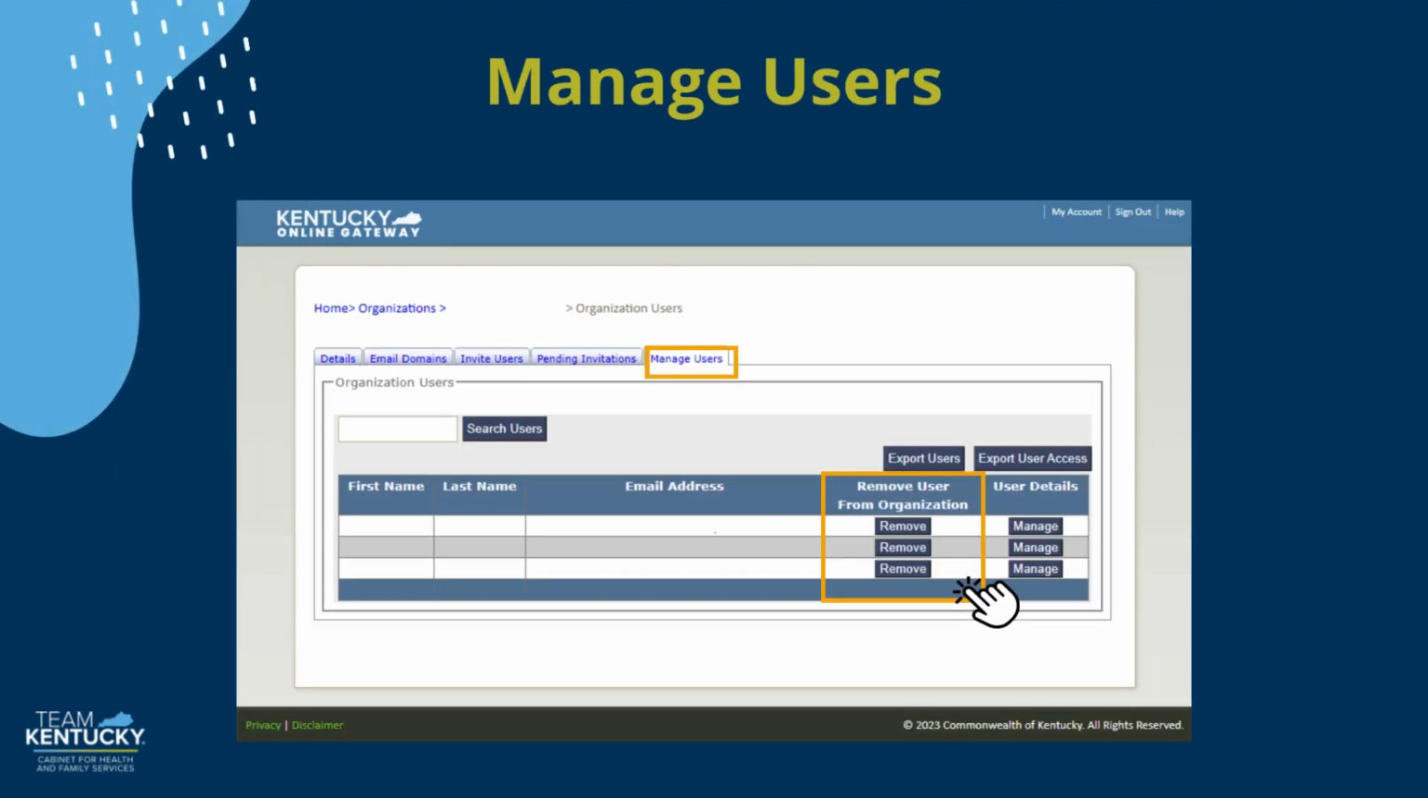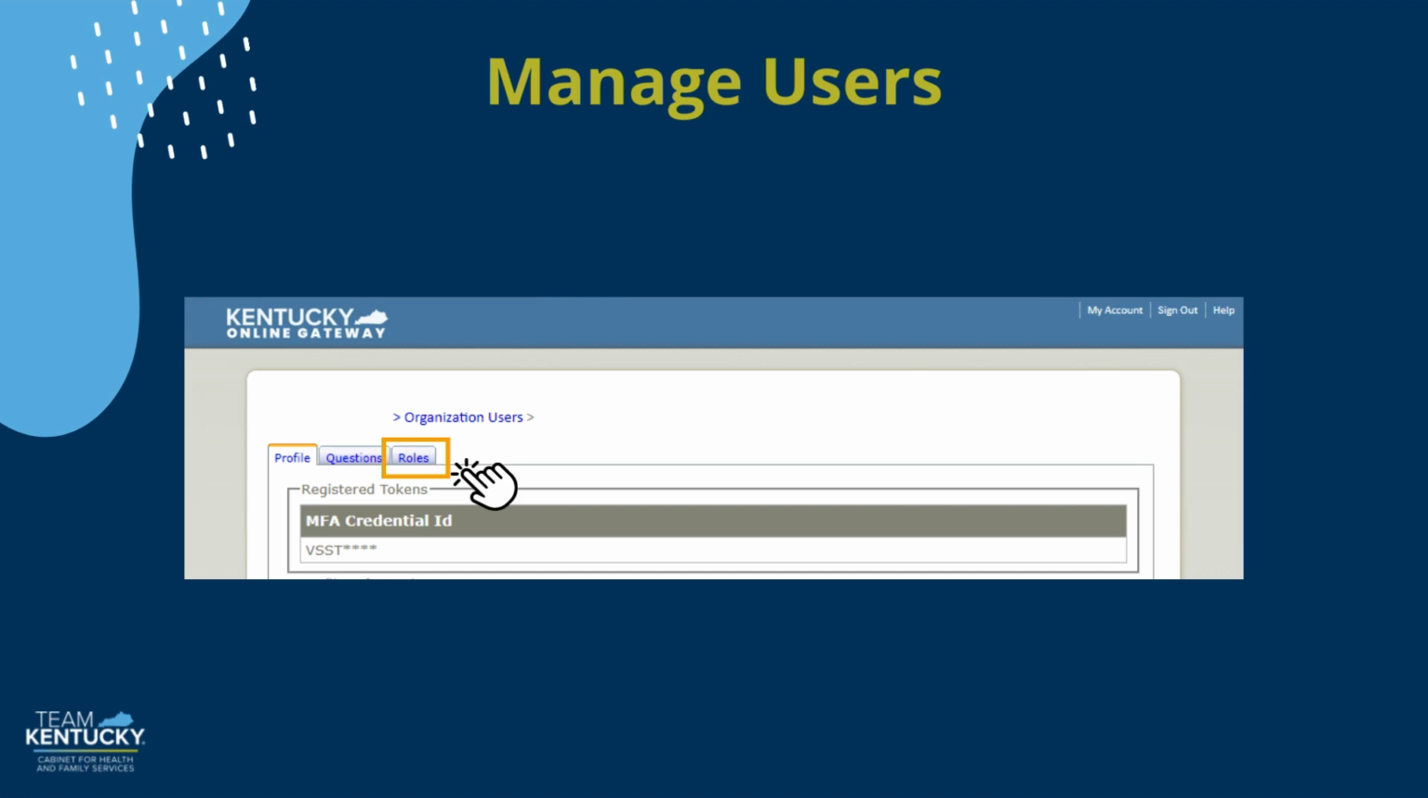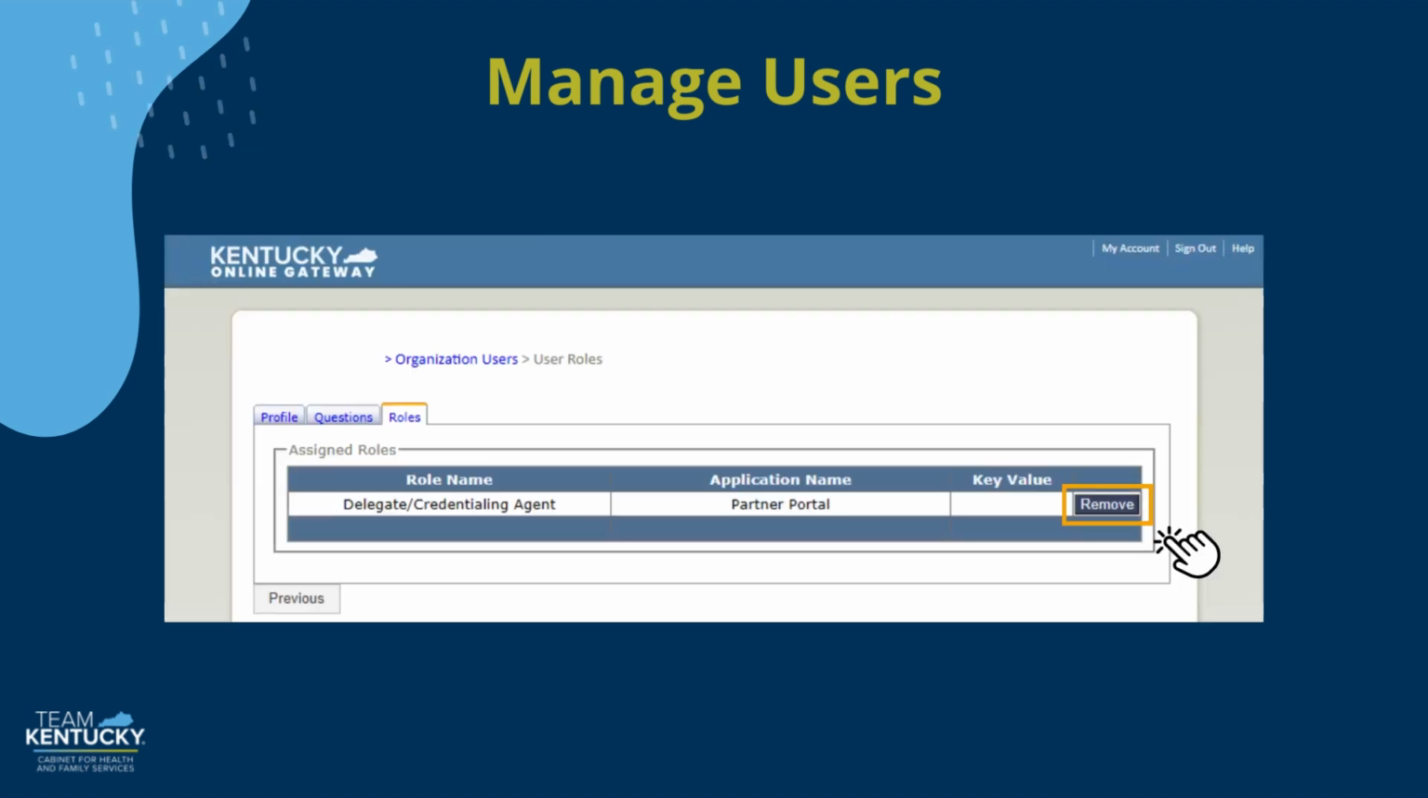To remove access or roles from a user, go to the Manage Users tab. To delete a user from the organization, click the Remove button. Users can be invited back to the organization if this is performed in error. To remove specific roles from a user, click the Manage button. On the next screen, click the Roles tab, and then click Remove next to the specific role that should be deleted.